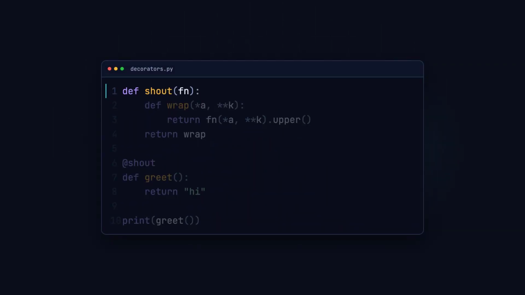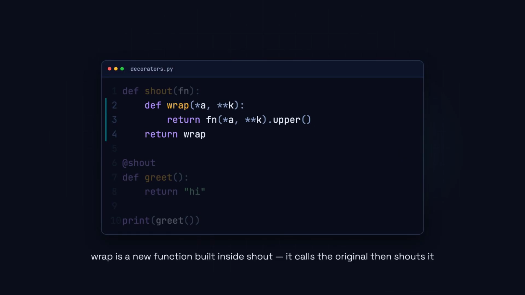We start by defining shout. Notice it accepts a parameter called fn that is shorthand for function. Any decorator is just a regular function that takes another function as input. Inside shout, we define a new inner function called wrap. Wrap calls the original function, gets its result, and then converts that result to uppercase. Finally, shout returns wrap as a replacement.